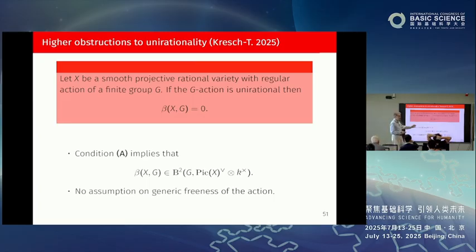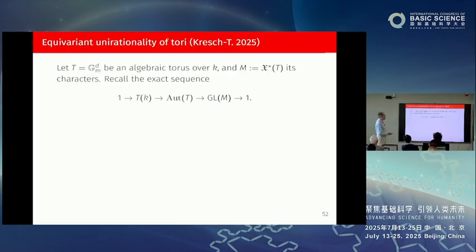Now, well, we have condition A, right? For unirationality, we need to have fixed points on abelian subgroups. That means that this class will have to lie in that B2, the Bogomolov thing, for the G action on this particular module. And again, here we don't assume generic freeness for the action at all.